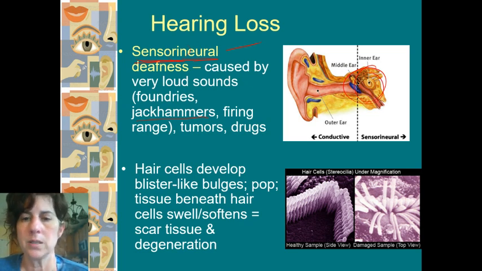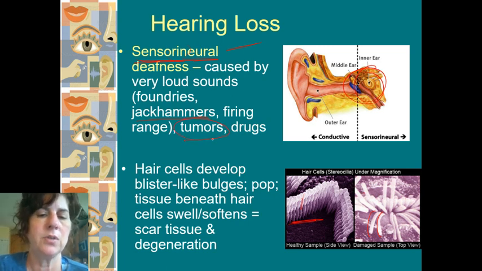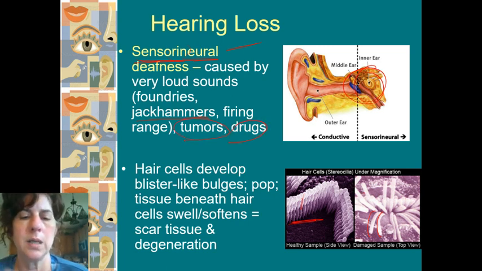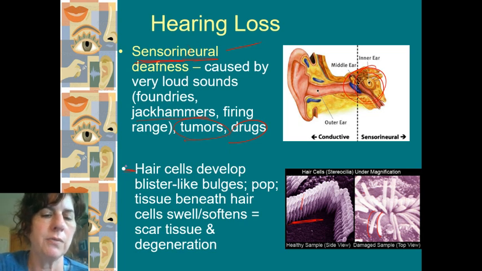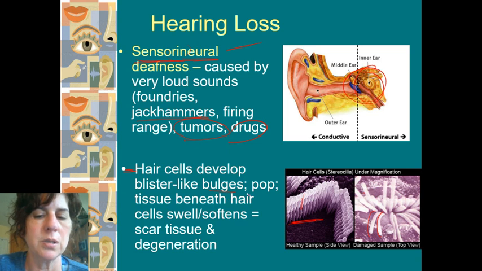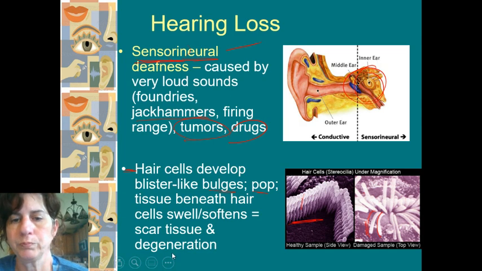So what it's doing is it's taking those hair cells, see these nice healthy hair cells, and it's pretty much just breaking them. So see how they've fallen down over here? Once that's done, that's done. You can also have tumors and drugs that work against that too. But the damage comes from those hair cells. So they develop these little bulges, these little blisters. They end up popping, and then they just flop over, and there's tissue degeneration. So you're just not going to be able to pick up the sound as well.